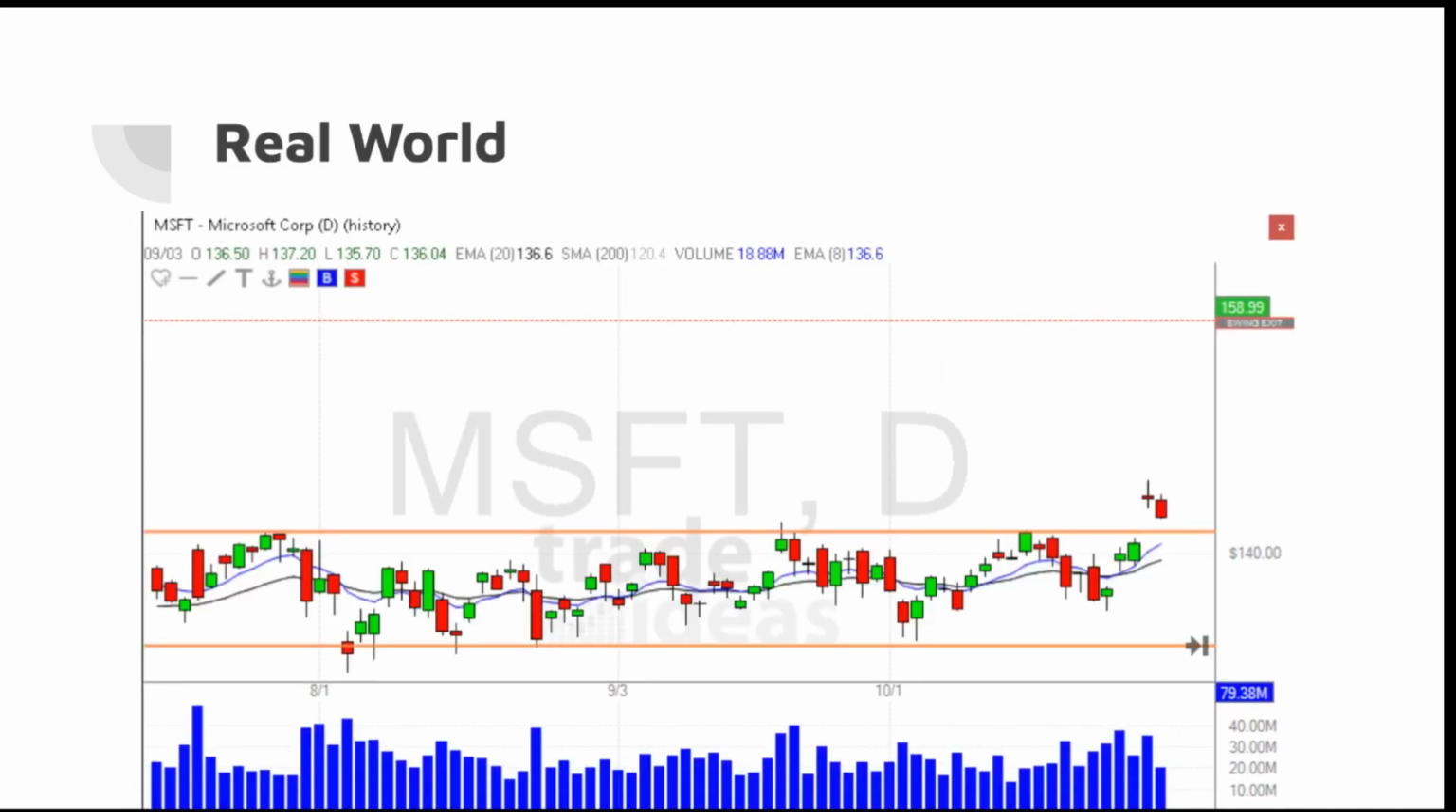Can you see the support on Microsoft? Again, everything's a little bit dirtier in the real world, so I drew lines to help you. But you see the support there? It's the orange line at the bottom. We'll call that about $135.